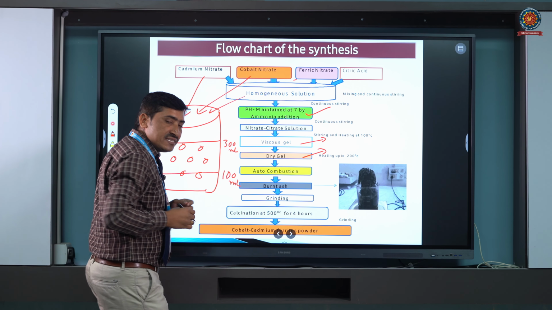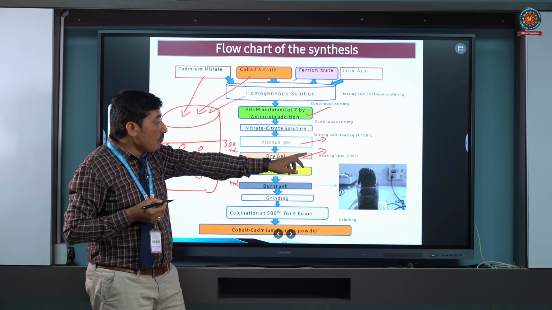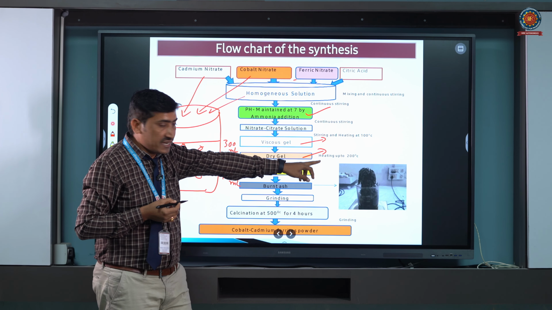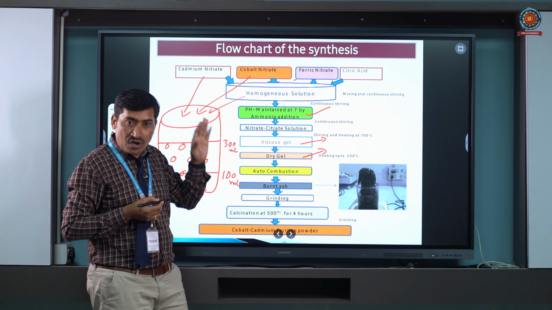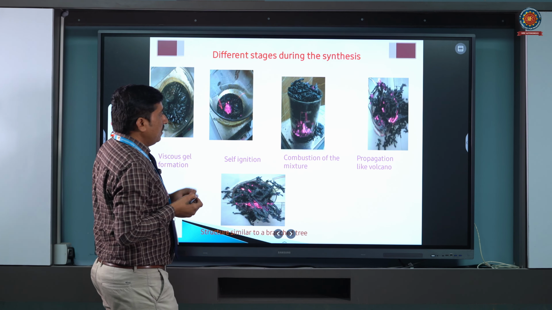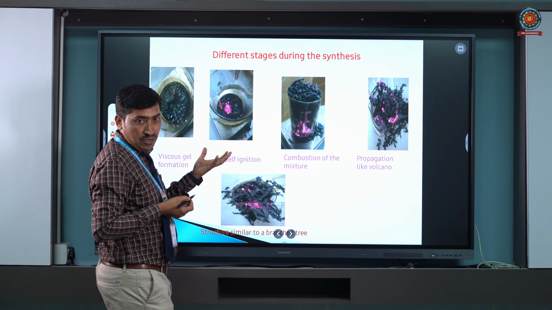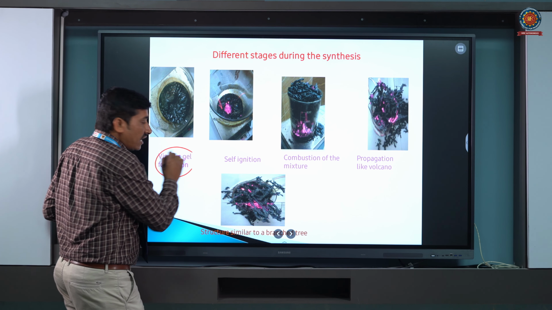We increase the heating capacity of the stirrer, up to 200 degrees centigrade. The process will undergo the combustion reaction. So, these are the different stages of our sample. What stages? The first one is viscous gel.